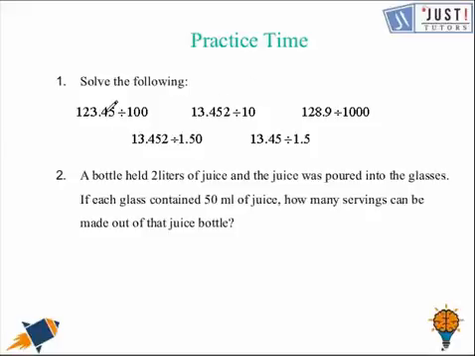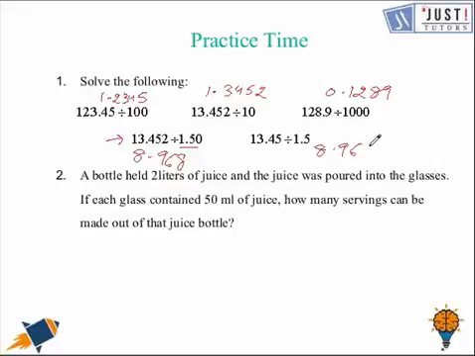Let's move on to some practice questions. If you want to try the questions by yourself, you can pause the video and match your answers later. So for question number 1, the answer would be 1.2345. For the next question, it's going to be 1.3452. For this one, it's going to be 0.1289. And for this question, we need to make the divisor decimal free, and the answer would be 8.968. And then for the last one, the answer would be 8.966. In this case, it's going to be a recurring decimal.